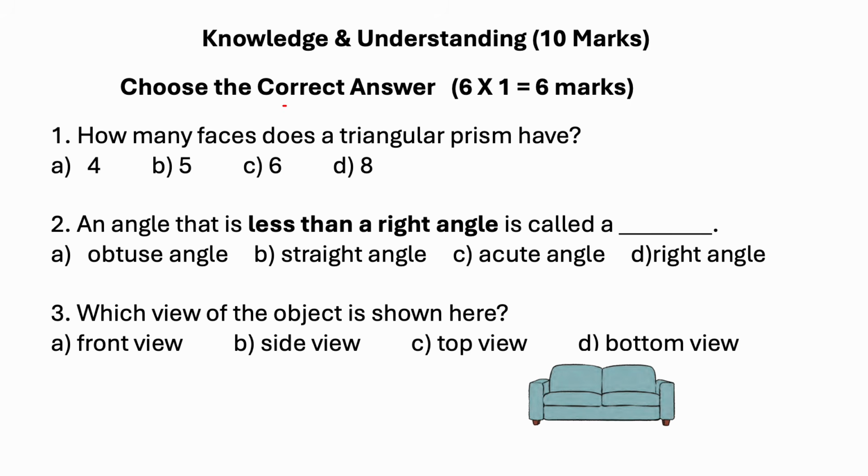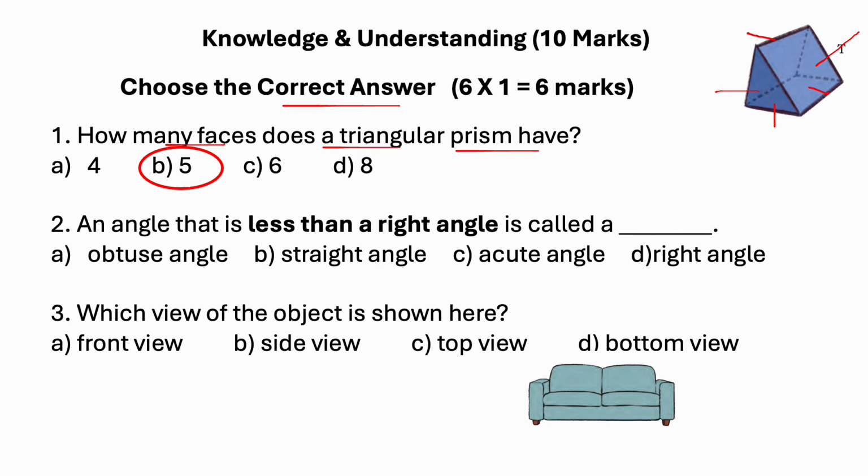Choose the correct answer. We have 6 questions, 1 mark each, total 6 marks. How many faces does a triangular prism have? See this figure? This is a triangular prism. How many faces are there? See, we can see 2 triangular faces and 3 rectangular faces. See, 1. Then on the other side we have one, bottom 1. So total how many faces? 5 faces.